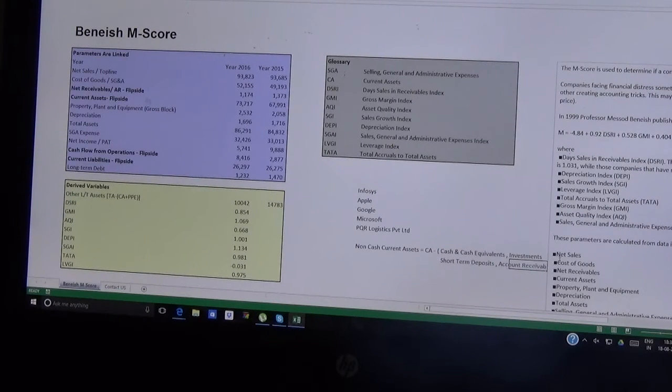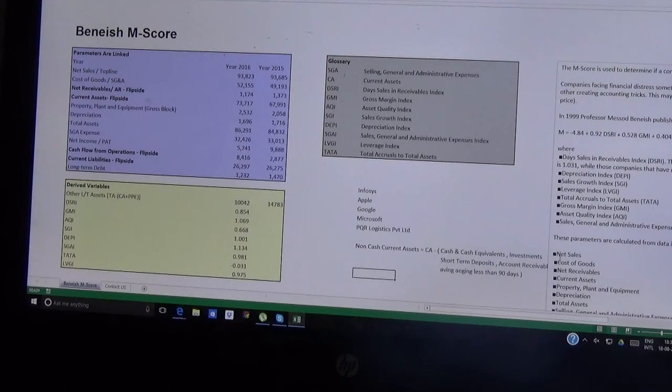Account receivable having aging less than 90 days. So these are the 4 things that you need to exclude from your current assets to get a non-cash current asset. But why do you need non-cash current asset? You need non-cash current asset because of the following reasons.